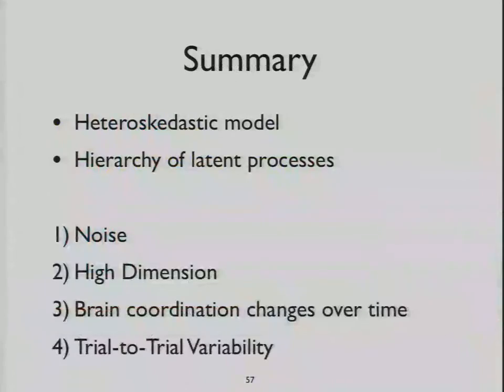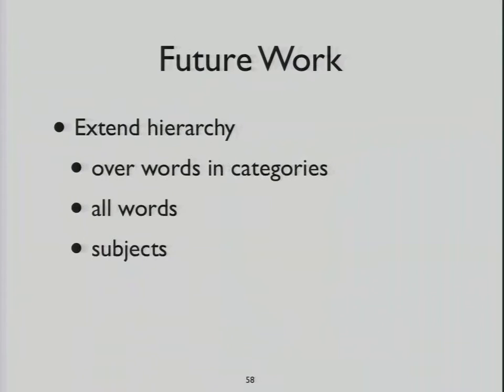Okay, good. So to summarize, we've built a heteroscedastic model that incorporates a hierarchy of latent processes in order to deal with data that's highly noisy, of high dimension, and is recording a process whose correlation is changing over time and with high variability between recordings. In the future, I think we could extend the hierarchy to incorporate information between words within the same word category, as well as all words or across subjects.